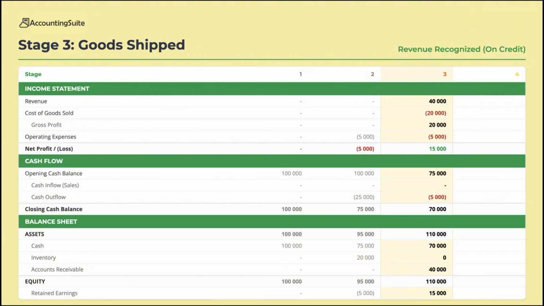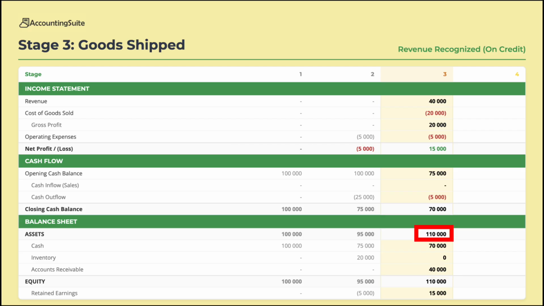Now we move to the balance sheet. First, the revenue we recorded appears as accounts receivable. This represents money owed by the customer. So under assets, we now have cash $70,000, accounts receivable $40,000, inventory 0. Why is inventory now 0? Because the goods were sold and recognized as cost of goods sold on the income statement. They no longer exist as inventory. Total assets are therefore $70,000 plus $40,000 equals $110,000.